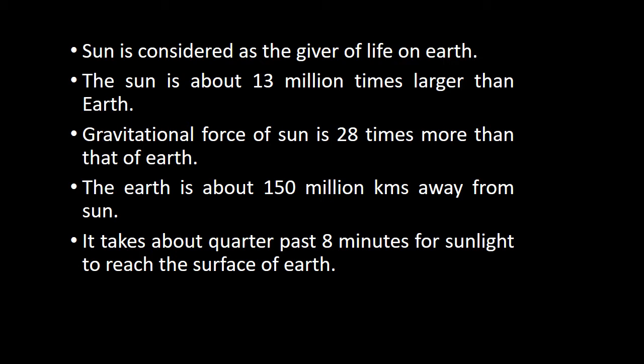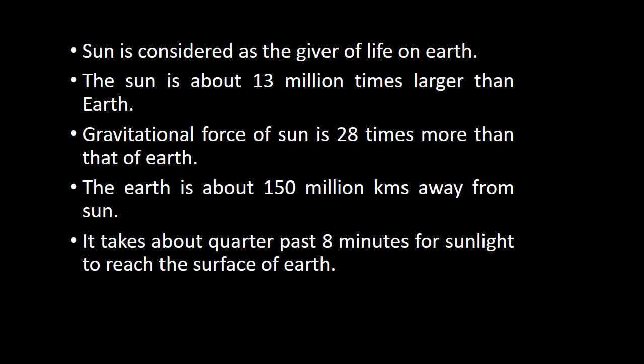So it is considered the giver of life on earth. The sun is about 13 million times larger than earth. If you want to make a revolution around the sun, and you sit in a plane running at a velocity of 1000 kilometers, it will take 107 years to complete the revolution. Even with the speed of 1000 kilometers, we would still need 107 years to complete that.